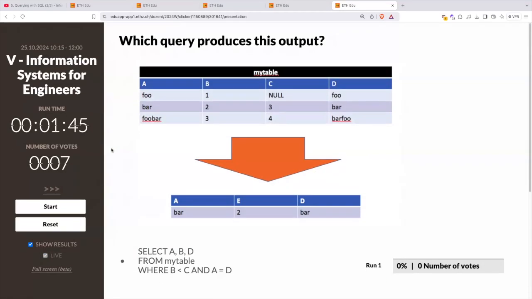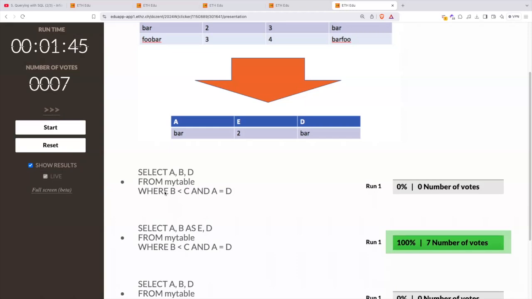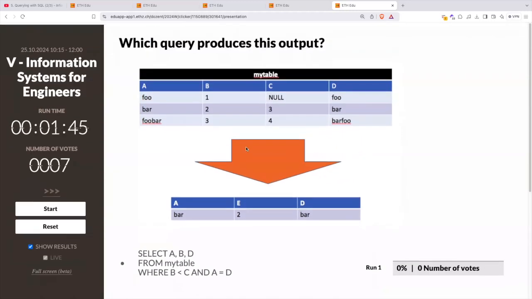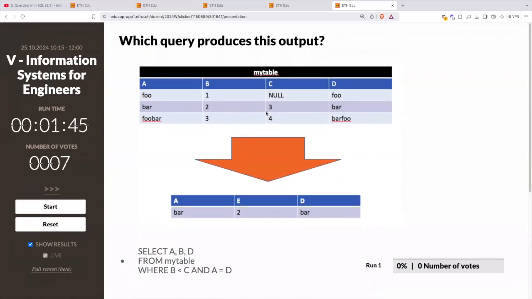It cannot be the first one because the second column is called E. If you just say select A, B, D, you wouldn't rename it, and then you would not get this result, but you would get the column B with still the same name. So it cannot be the first one. The second one is fine. B is smaller than C and A equals D. So that would be these two, and then bar and bar. So this is the one here.